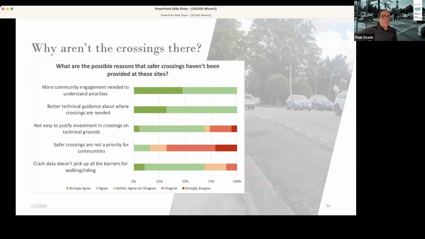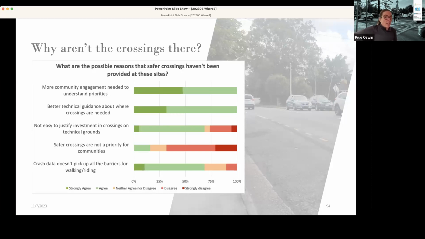So what are the possible reasons that safer crossings haven't been provided at these sites? We haven't undertaken enough consultation to understand what the priorities are in the region, or we need to do more consultation. So we had everybody either strongly agreeing or agreeing that we need to be talking more to our communities about that. It does provide quite clear data when you do that.